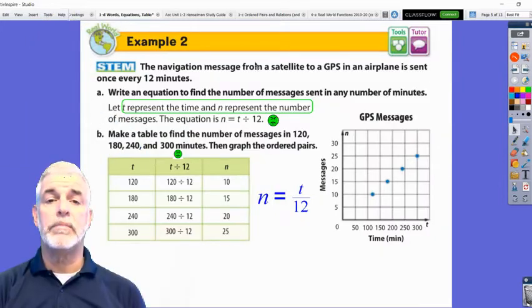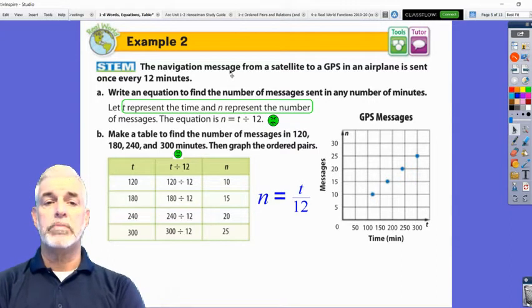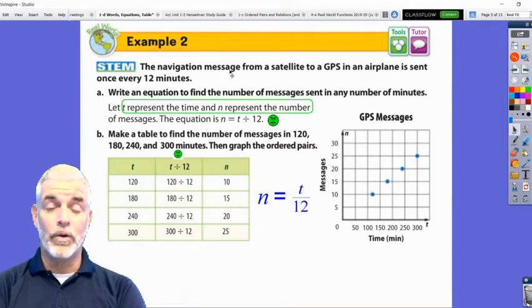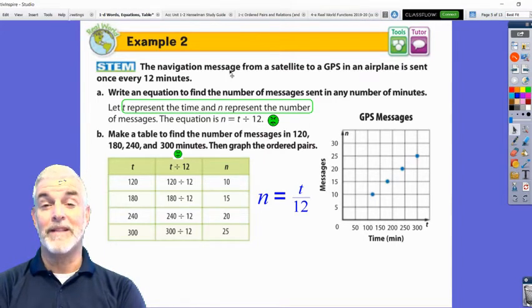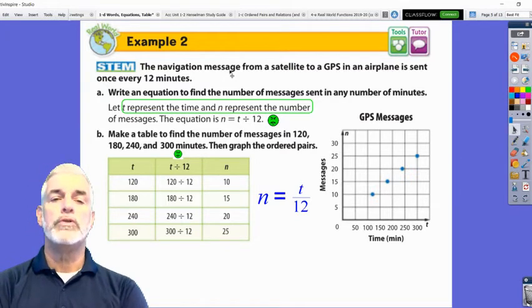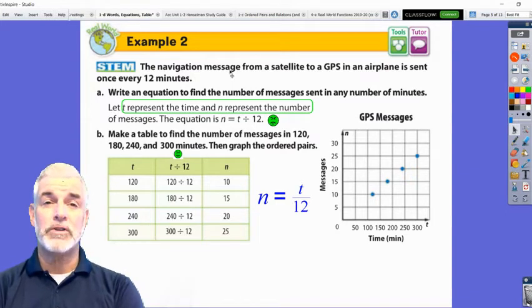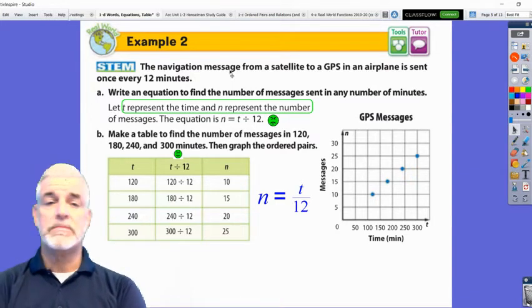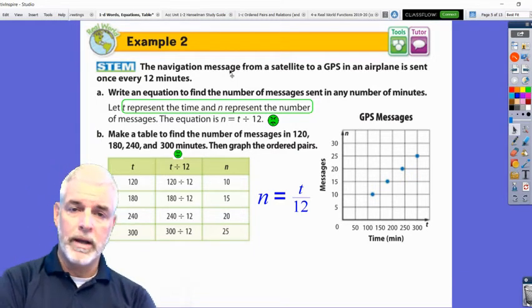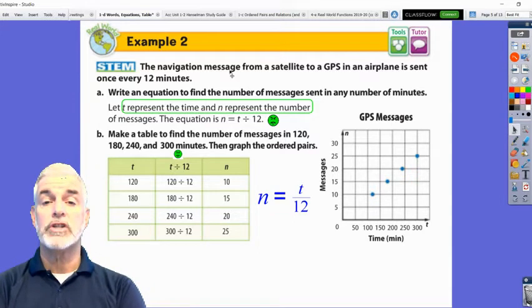Let's look at an example. So the navigation message from a satellite to a GPS in an airplane updates navigation every 12 minutes. This is an old book, because it updates a lot faster than that now. All right, so use an equation to find, now they're asking you, find the number of messages that are sent in any number of minutes. So find the messages, that's what you're going to calculate, and any number of minutes means that's your input variable. Okay, so the minutes is going to be your X, your input, and the number of messages is going to be the Y.